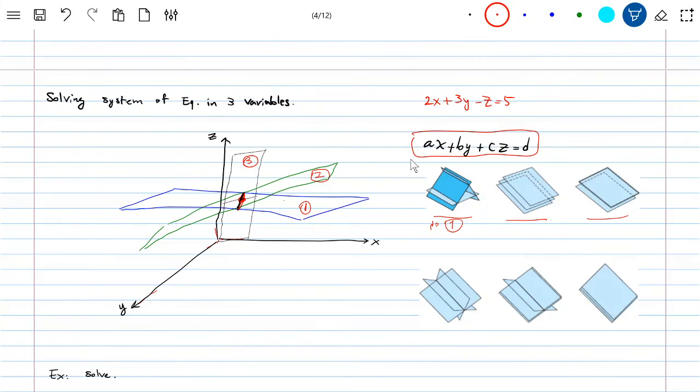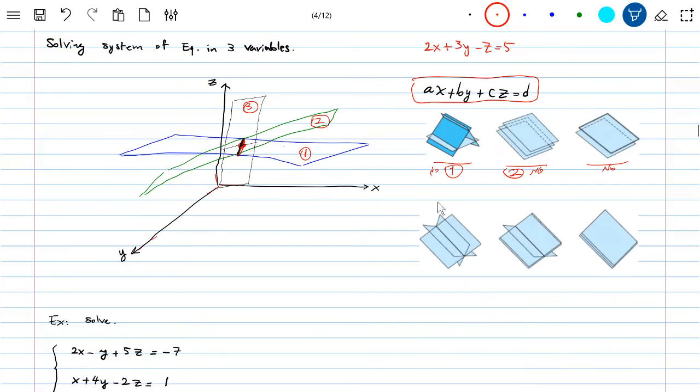In the second case, the three papers are parallel, so they will never intersect. Therefore, there is no solution. In this third case, two of the papers are exactly on top of each other, but the third one is parallel. Again, you would have no solution. So there are more cases that you will get no solution out of.